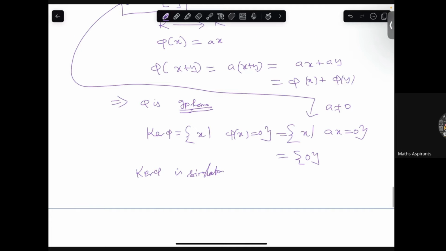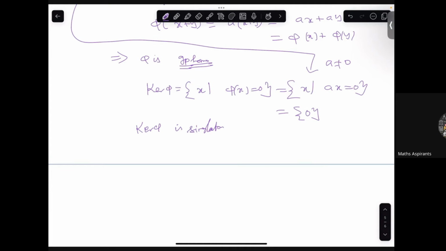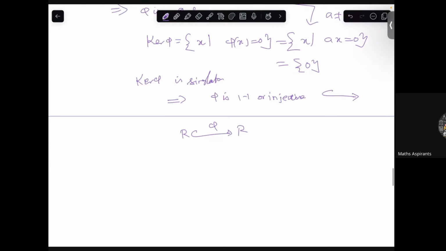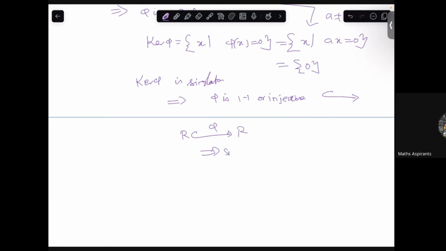You know, for a long time you have been reading mathematics, you know that the moment the kernel of phi is a singleton, that implies phi is one-one, or injective. Both are the same. I don't really like to write like this, but yeah. But that implies surjective. Why is it surjective? Because R is finite and it is a map from R to R, a self map.